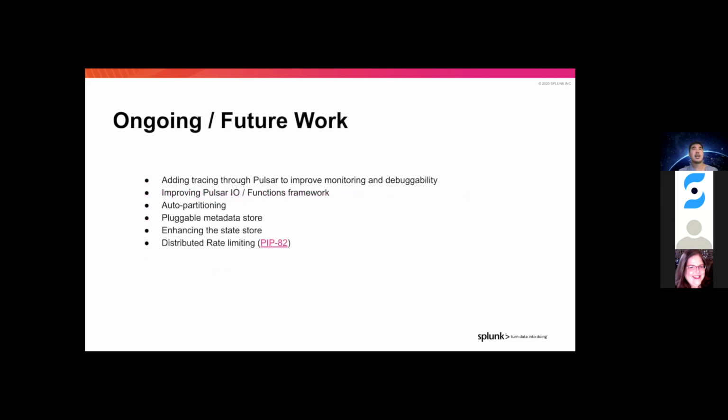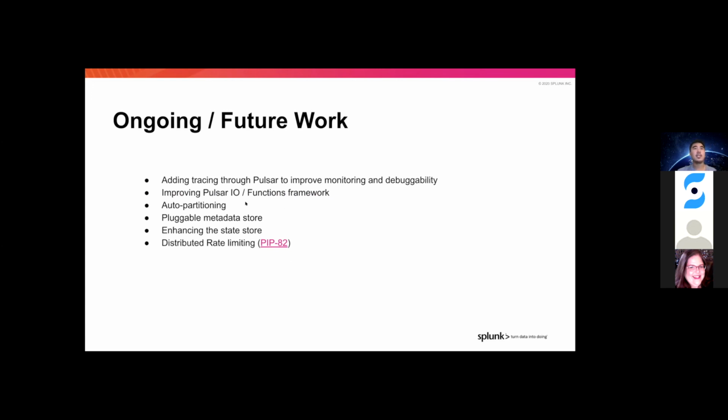So, and lastly here, I want to touch on some ongoing and future work that we're doing. One of the cool things we want to do is add tracing through Pulsar to improve monitoring and debuggability. So for any event that happens, like create topic or create ledger, we can trace through the platform to understand when certain things happened, and if there is a problem, have a timeline of when certain things happened to give us insights into what possibly could have gone wrong.